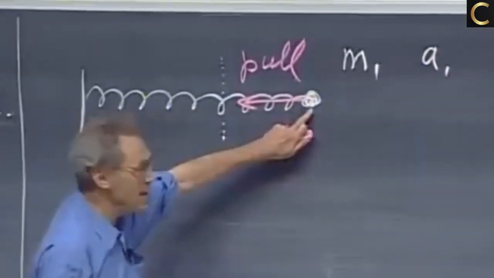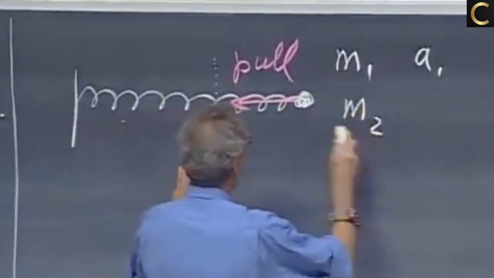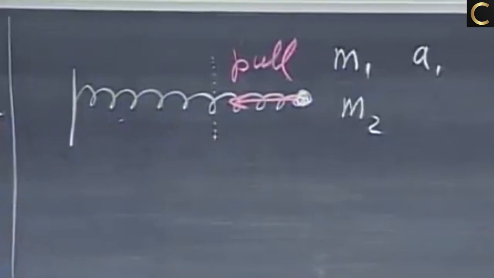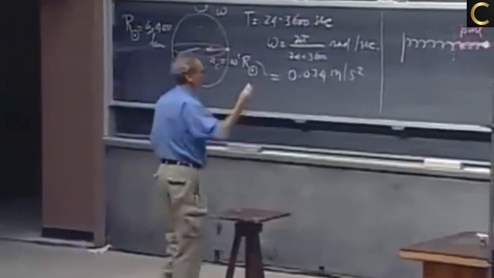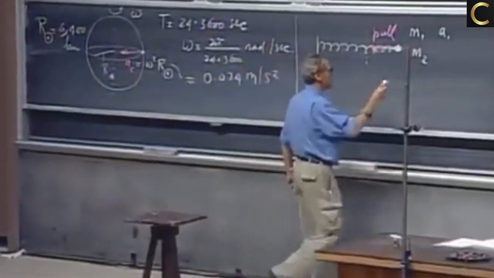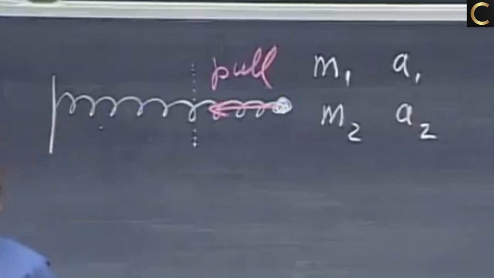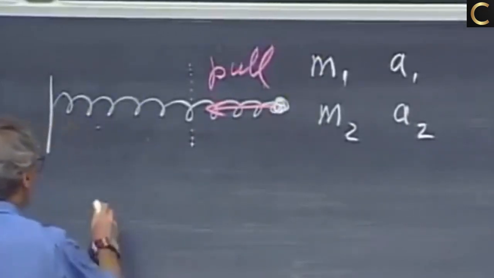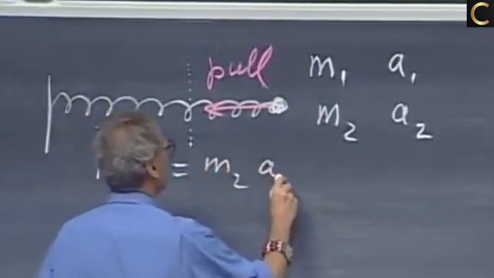Now I replace this object by mass m2, but the extension is the same. So the pull must be the same. The spring doesn't know what the mass is at the other end, right? So the pull is the same. I put m2 there, different mass, and I measure new acceleration a2. It is now an experimental fact that m1 a1 equals m2 a2.